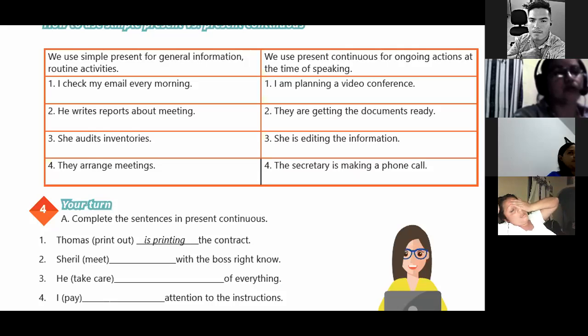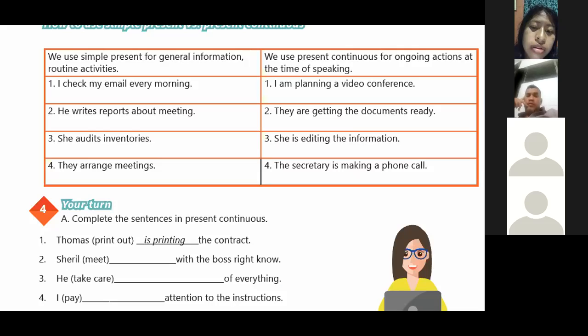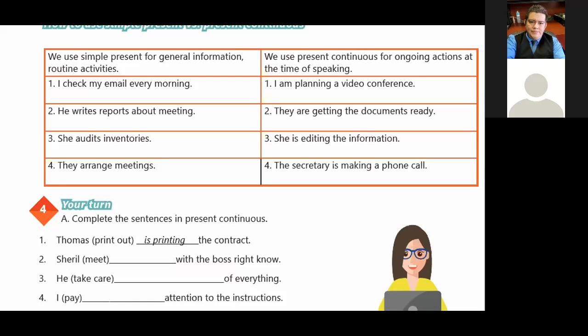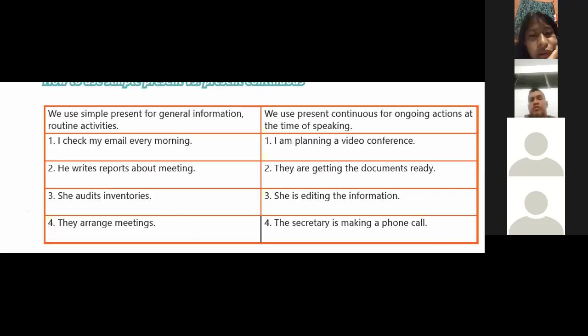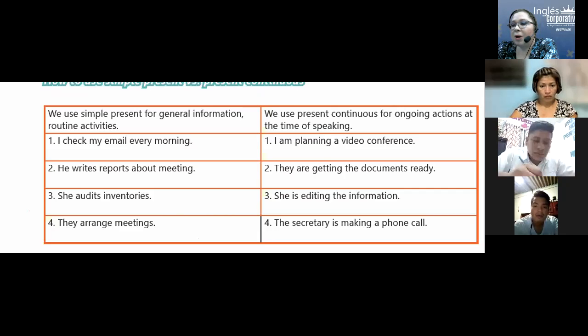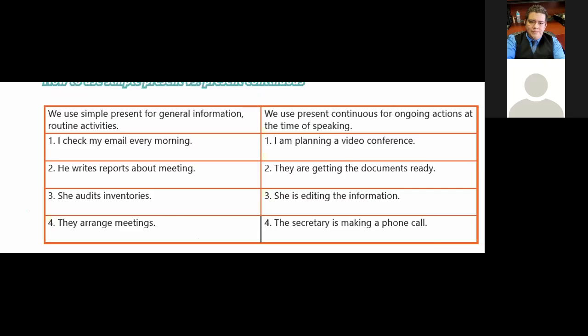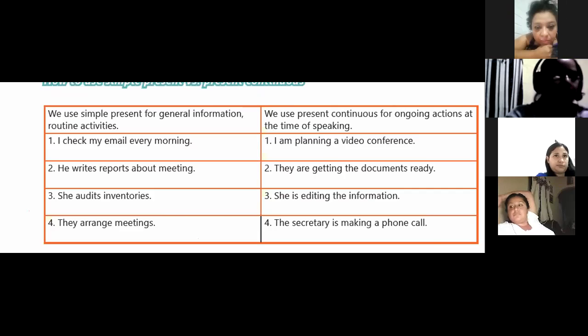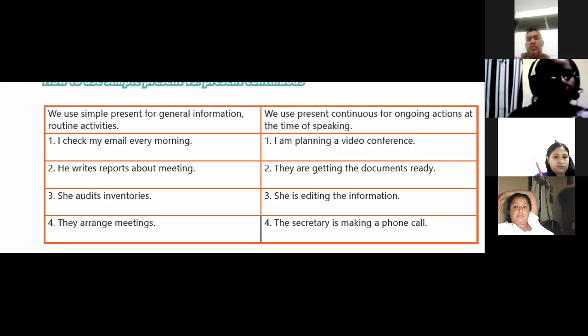Okay, everyone reading. I want to see your lips moving. Quiero ver sus labios moviéndose. Teacher. Tell me. Ongoing is continuing. Yes, things that are happening. Yes. Okay. Teacher, four, they aren't. Okay.